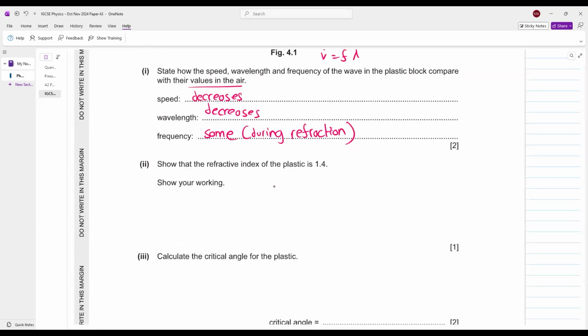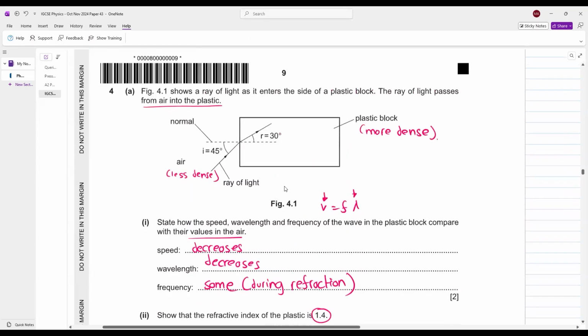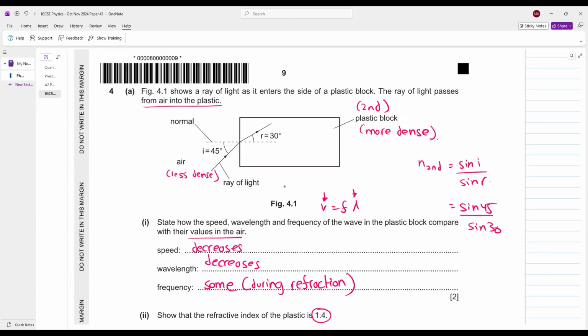Moving ahead. Show that the refractive index of plastic is 1.4. Can you realize plastic is the second medium here? Yes, what is plastic? The second medium. How do you calculate the refractive index of the second medium? Sin i over sin r. What is sin i? 45. What is sin r? 30. Refractive index will become sine of 45 divided by sine of 30. Your refractive index comes out to be what?